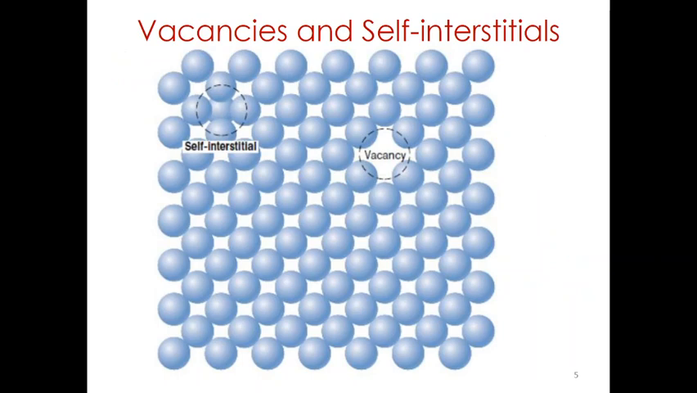Vacancies and self-interstitial. So this is the schematic representation of vacancies and self-interstitial. So this is the vacant site, so that's why we call it a vacancy. And here is a self-interstitial. An atom from the same metal is present, or has gained a position in between two atoms or in between the void. So that's why we call it a self-interstitial atom.